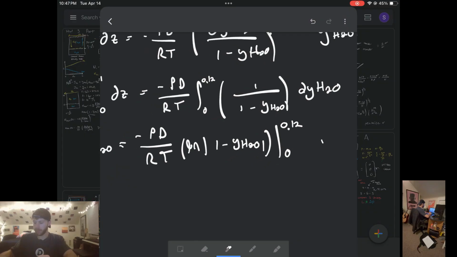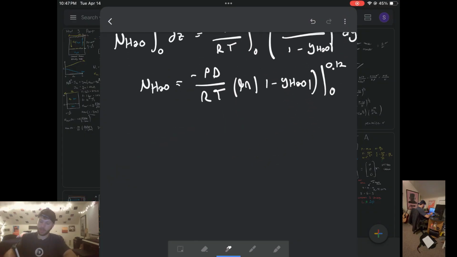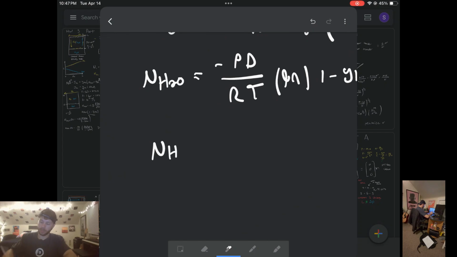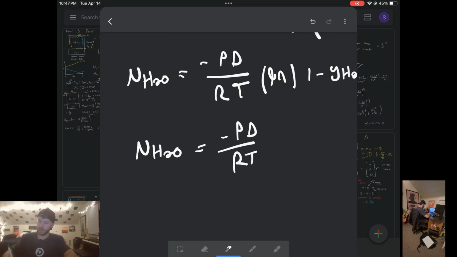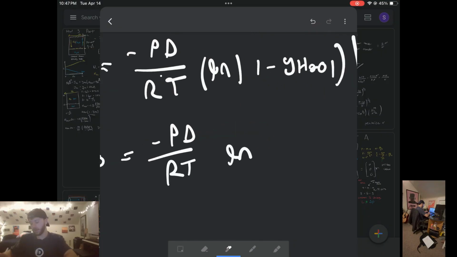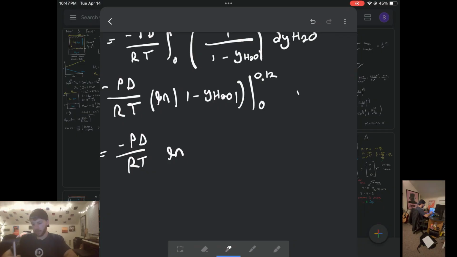So that will get our total flux is equal to the same thing times the natural log of 0.88.